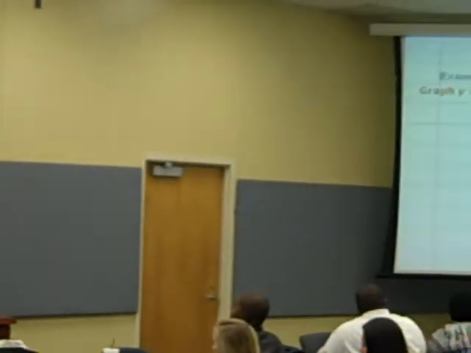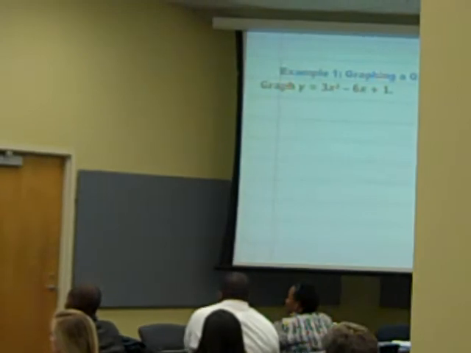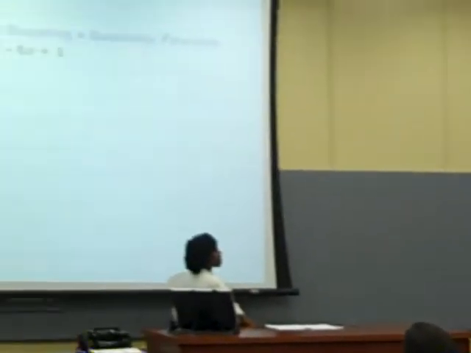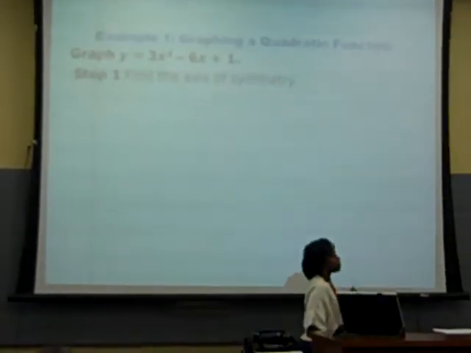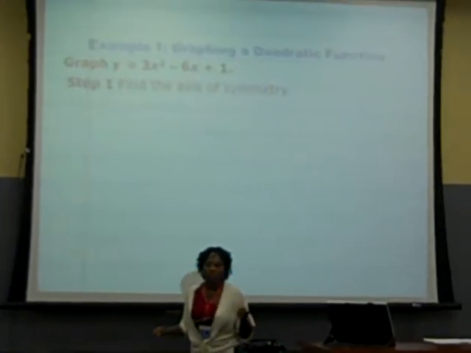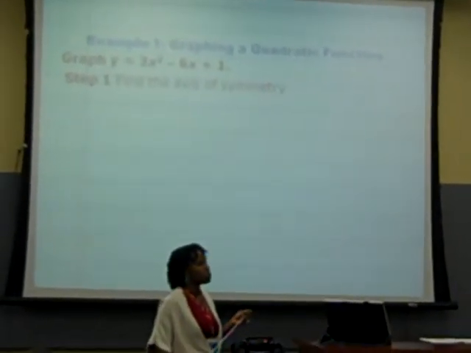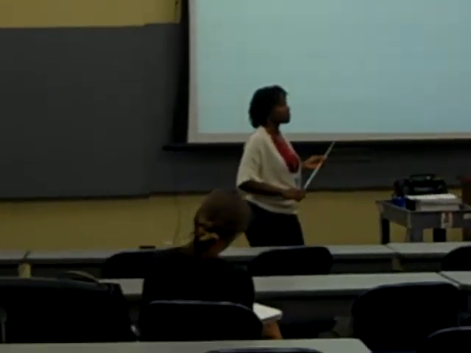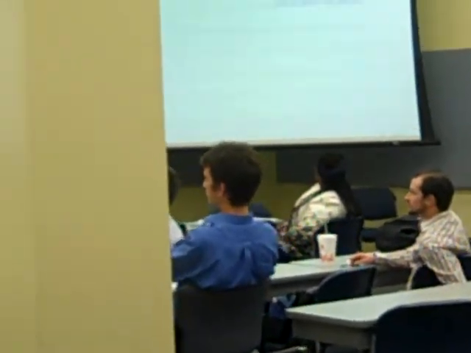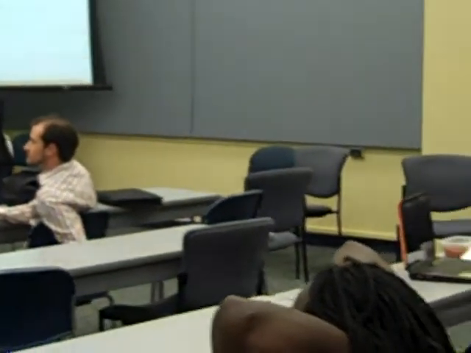Okay, so this first one we're going to graph this quadratic function. The first thing we're going to do is find the axis of symmetry. Can someone tell me, how do you find the axis of symmetry? What do you need to do first? Yes? So we're going to plug it in. We're going to have minus b over 2a. You're going to use negative b over 2a.